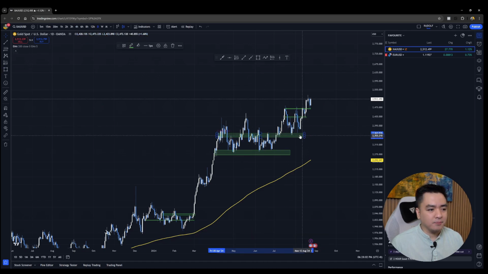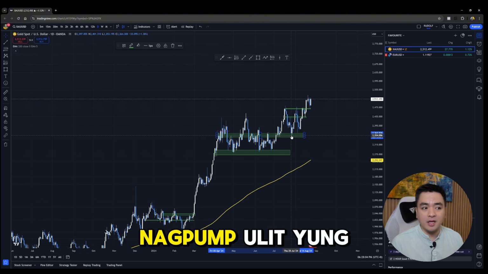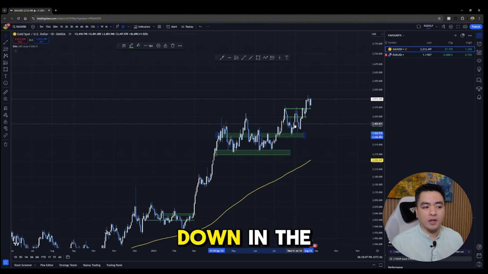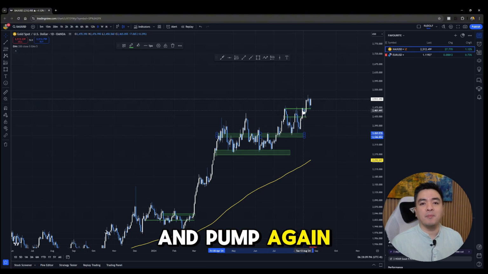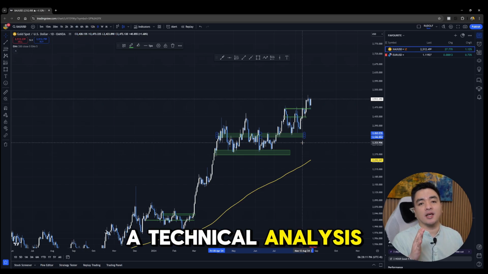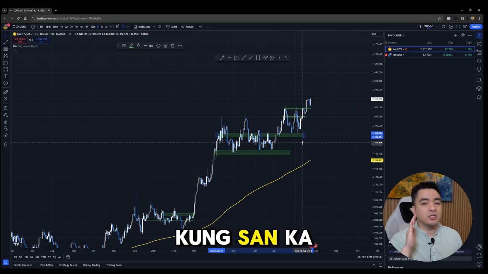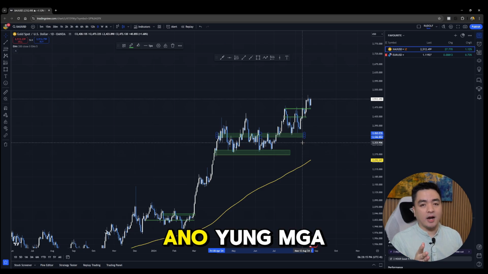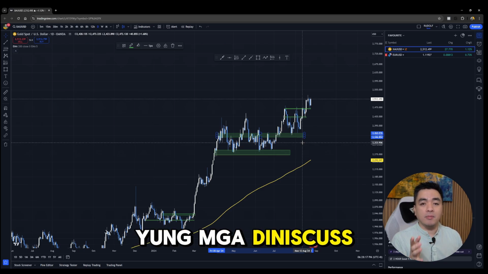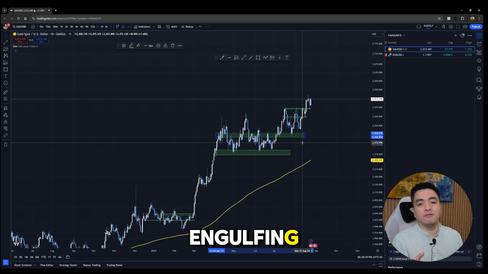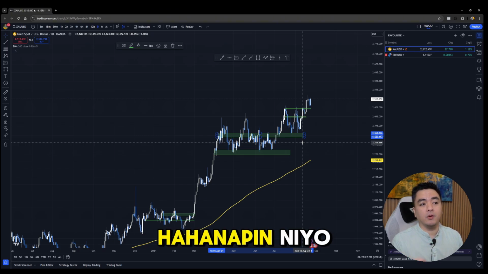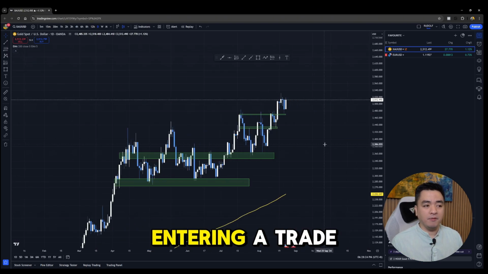Makikita natin, at this price of 2350, nag-pump ulit yung gold. It went down in the same area and pumped again. So these are the areas sa technical analysis na hahanapin mo kung saan ka possible mag-enter. Ano yung mga candlestick pattern, yung mga diniscuss ko sa inyo, yung mga bullish engulfing, yung mga three white soldiers, yun po yung hahanapin nyo for confirmation before entering a trade.